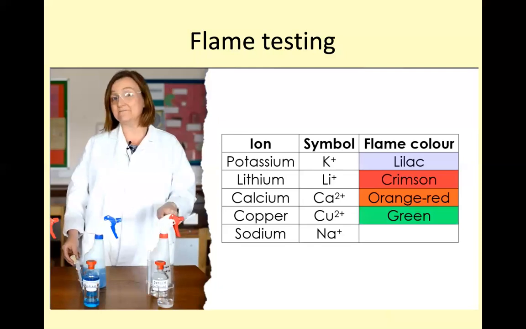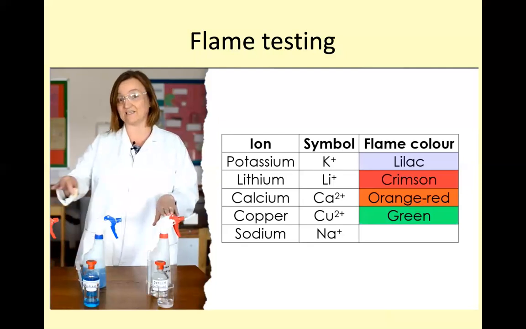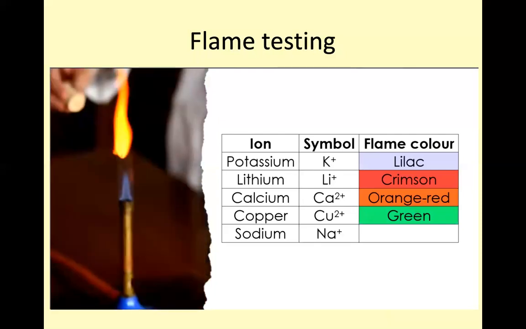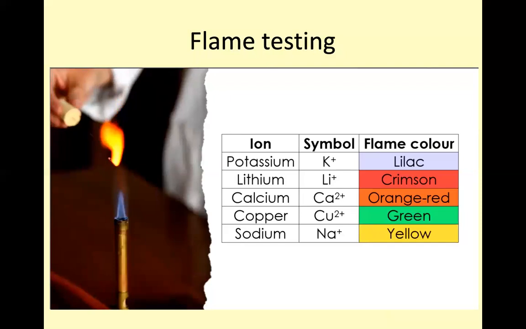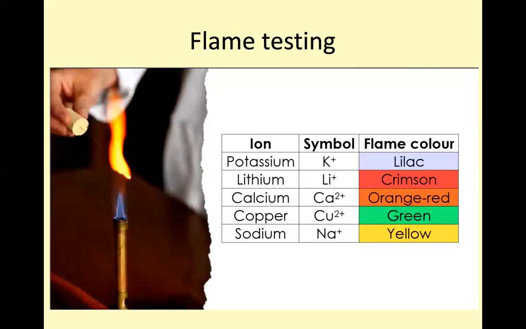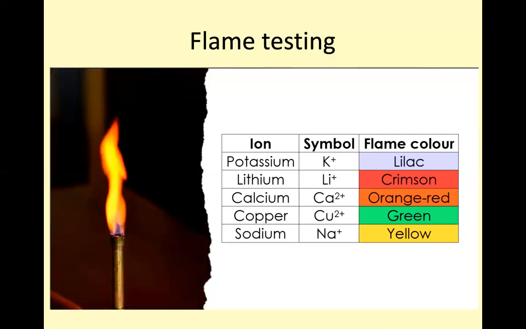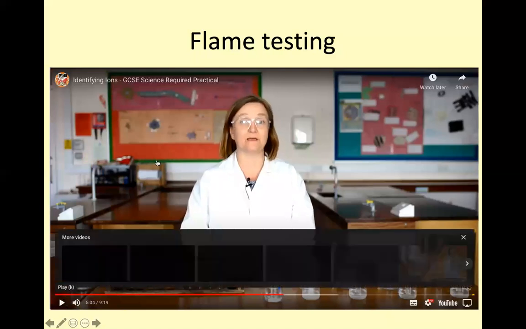And finally, sodium. Now, I've deliberately left this one till last because actually the flame colour is so bright and strong in sodium. If you do it first, it can actually interfere with the other ones. So with the nichrome wire, we see the distinctive bright yellow colour, and that's the same colour as you get in sodium streetlights. And finally, with the spray, very obviously yellow.